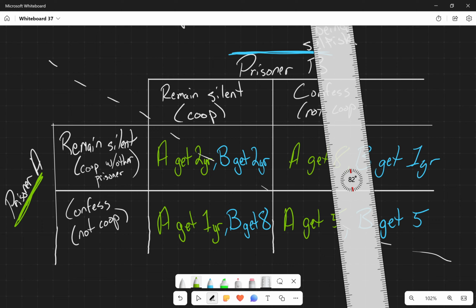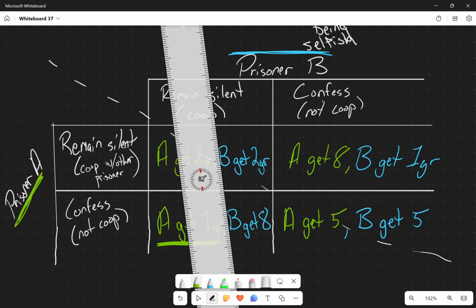what's prisoner A going to do? Assuming that prisoner B remains silent, prisoner A can remain silent and get 2 years, or they can confess and get 1 year. Well, prisoner A is going to want to confess and get 1 year. This is a golf situation. Less jail time is preferable to more, right? And then we're going to flip around. We're going to say, okay, what if prisoner B decides to confess? Prisoner A is going to choose between remaining silent and getting 8 years, or confessing and getting 5 years.